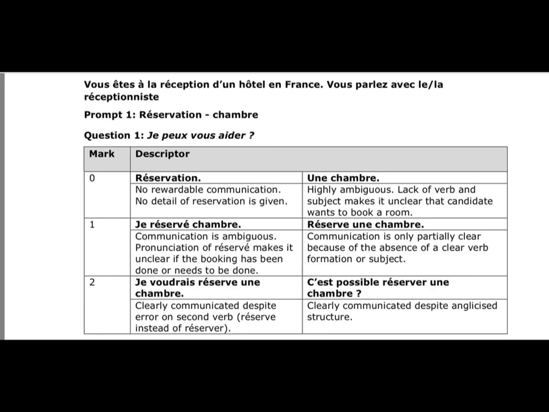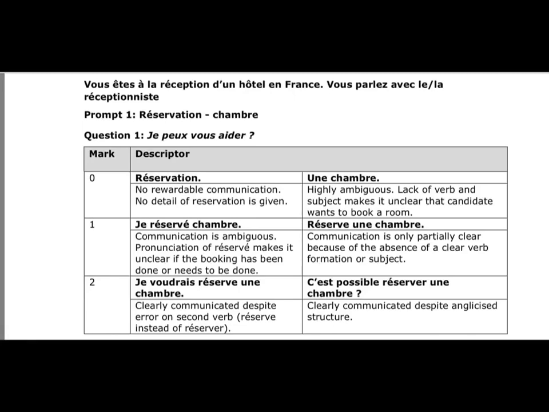You get 1 mark if you manage to say to me in response to "je peux vous aider?" Can I help you? "Je réservais chambre." Now, it's ambiguous because you've basically said I reserved bedroom. It doesn't really make sense, but I would sort of understand what you were getting at. And also, if you said "réserve une chambre," communication's partially clear, but again, it's a little bit lacking, but I would just about understand what you're getting at.